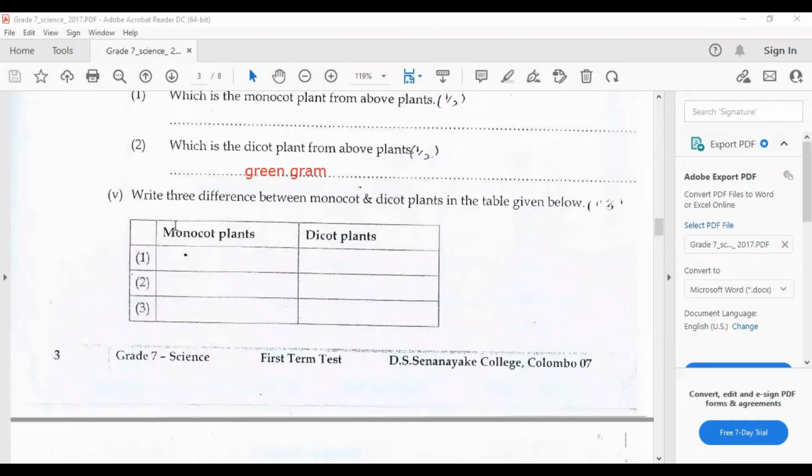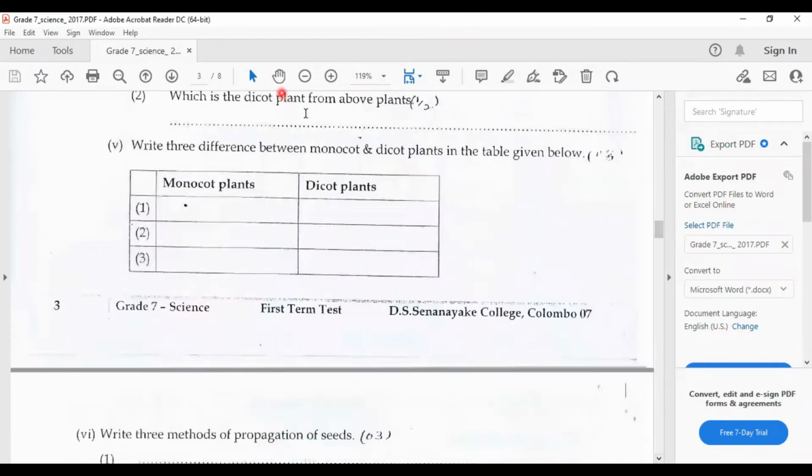Next, write 3 differences between monocot and dicot plants in the given table. Monocot and dicot. On the monocot side, write down no branches. On the dicot side, write down have branches. Next, again on the monocot side, write down fibrous root system. On the dicot side, write down tap root system.